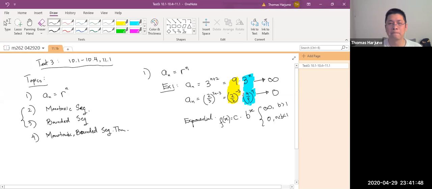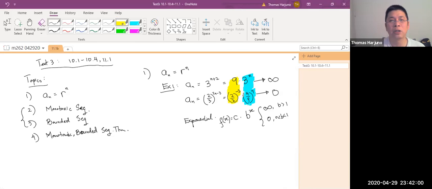Is it okay? Now, I want to extend this. In our examples that we have here, notice that the bases are 3 and 4/9. If the base is greater than 1, it goes to infinity. If the base is between 0 and 1, it goes to 0.